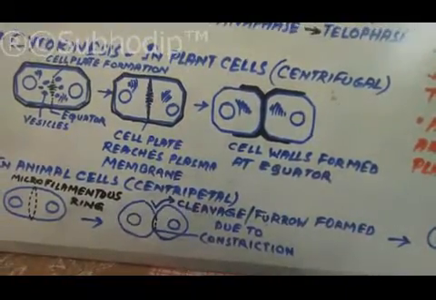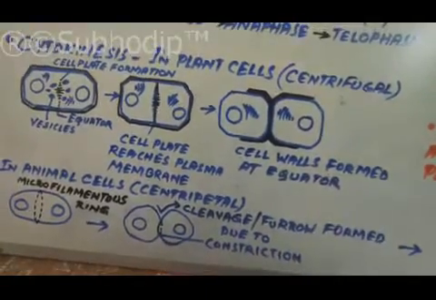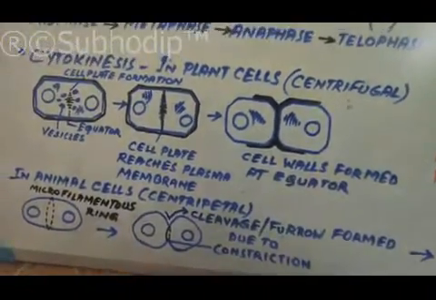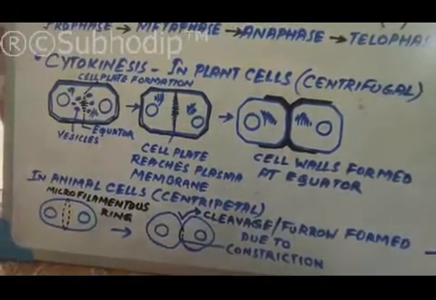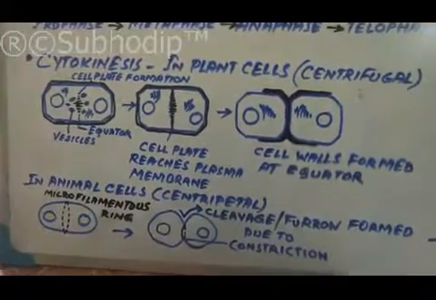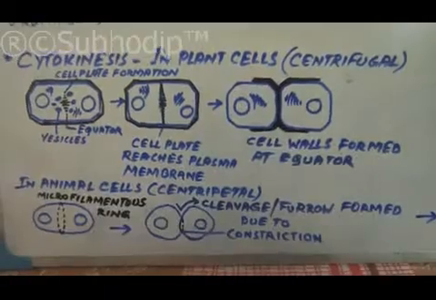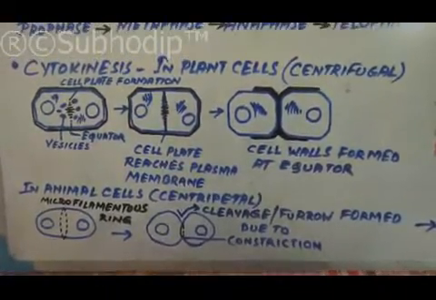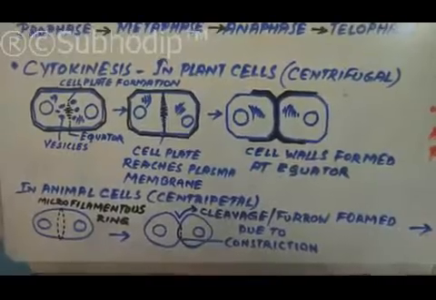This constriction becomes progressively deeper as the spindle breaks down. Finally, the ingrowing constriction joins and cleaves the cell into two parts. As it starts from the periphery and moves towards the center, it is also called centripetal cytokinesis.